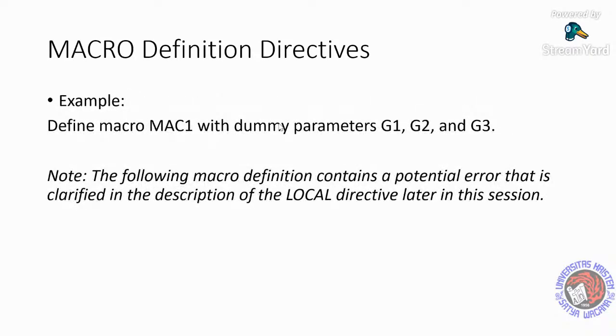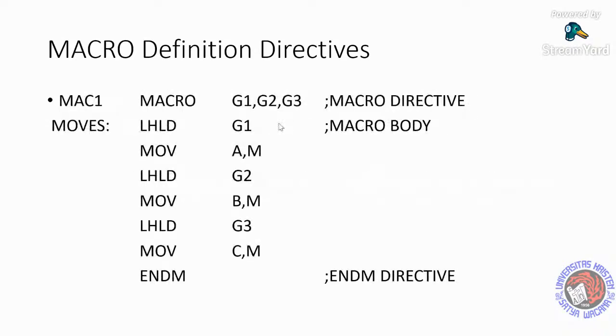For example, define macro MAC1 with the dummy parameters G1, G2, and G3. The following macro definition contains a potential error. That potential error will be clarified in the next session. So for example, you have a macro, and then you have dummy parameters G1, G2, G3, and then the instructions in the body of the macro.